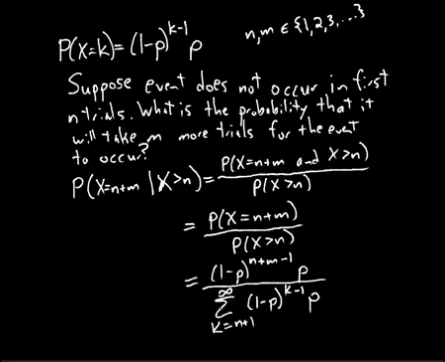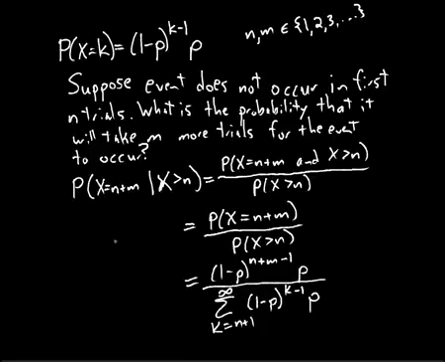Okay, when I sum up these terms from k equals n plus 1 to infinity, notice that I'm summing up a bunch of probabilities. This is the probability that my random variable X is bigger than n. So I could have computed this by just finding the probability that the first n trials do not result in the event. Well, that's just (1 minus p) to the n, since each of the trials does not result in the event with probability 1 minus p.